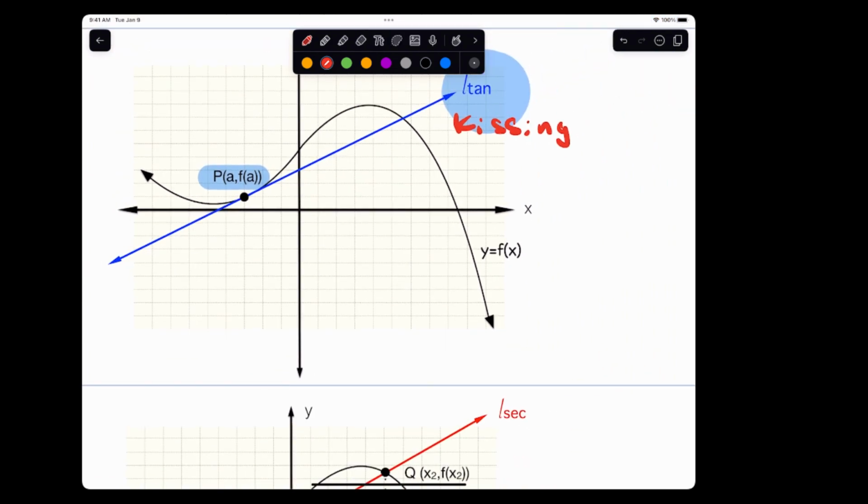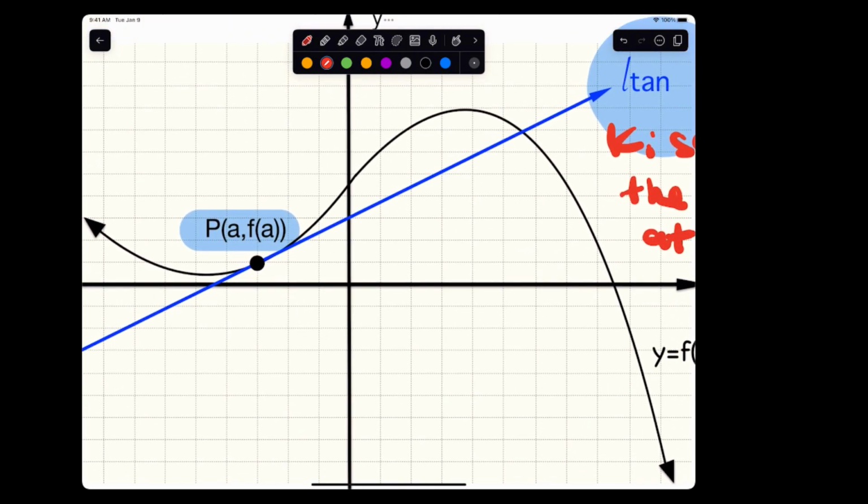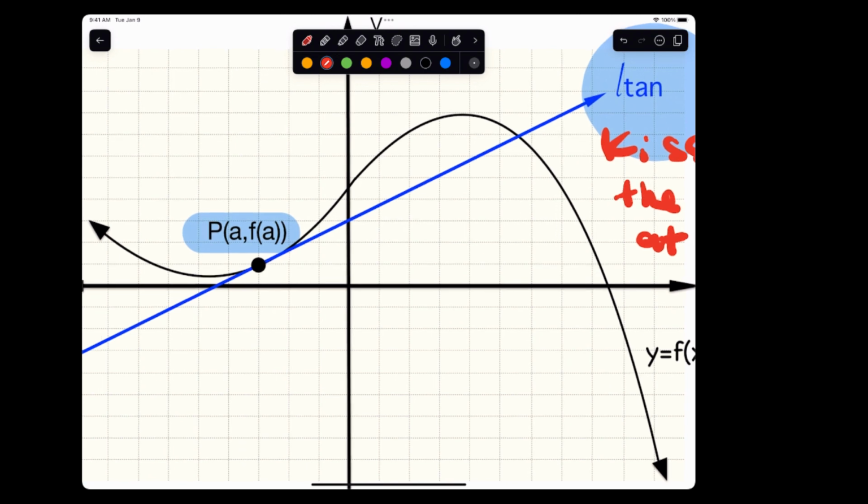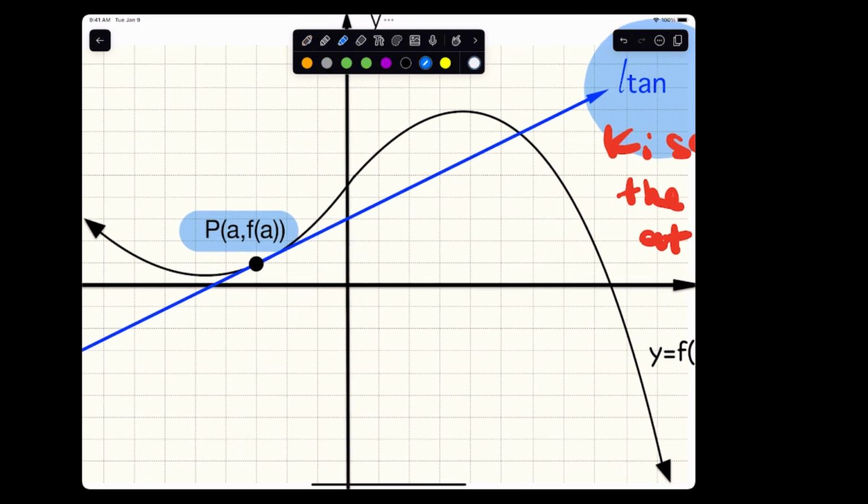So this tangent line is kissing the curve F at the location A, F of A. So you're not going through 2 points anymore. It's really going through only 1 point right over here, but you're now kissing the curve. That's what the author describes as a tangent to a curve. It's actually kissing that curve. It's not going through 2 points anymore.